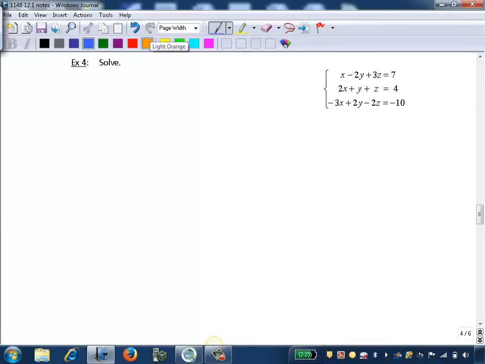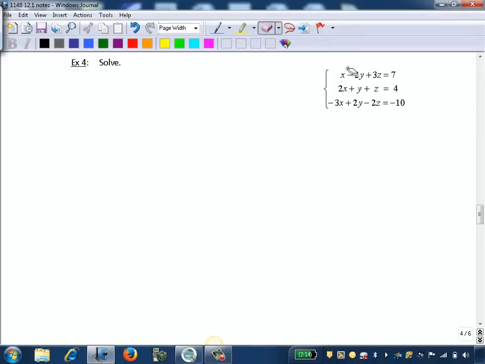In this example, we're asked to solve a system of 3 equations and 3 variables. The algebraic method we're going to use to solve this is elimination. Because we have 3 equations and 3 variables, we're going to have to pair up. We're going to make 2 different pairs of these equations so that when we pair them up and add them together, one of the variables is eliminated.